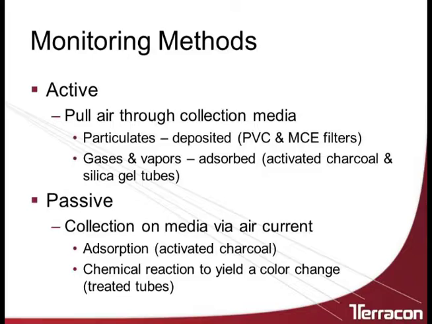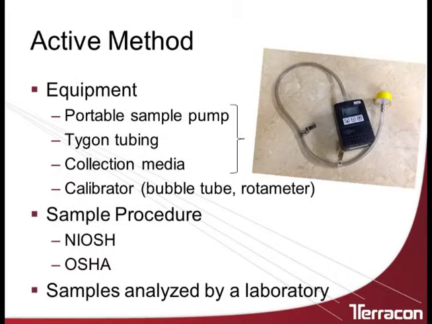In the active method, here's the equipment that you use. You've got a portable sample pump, you've got Tygon tubing, and then you've got your collection media, which in this case is a polyvinyl chloride filter. This is referred to as the sampling train.